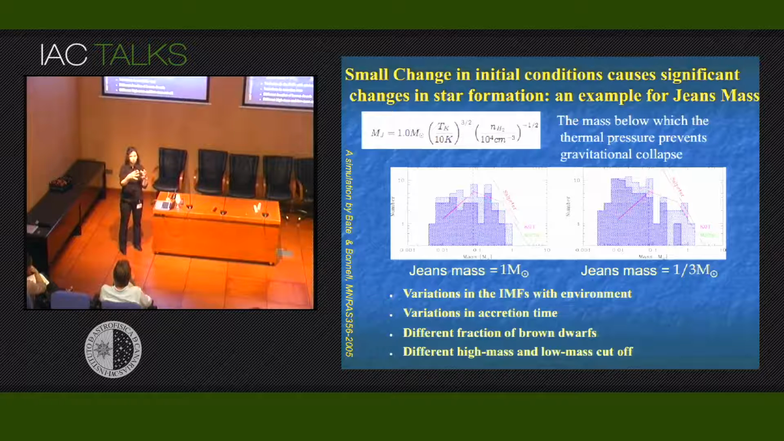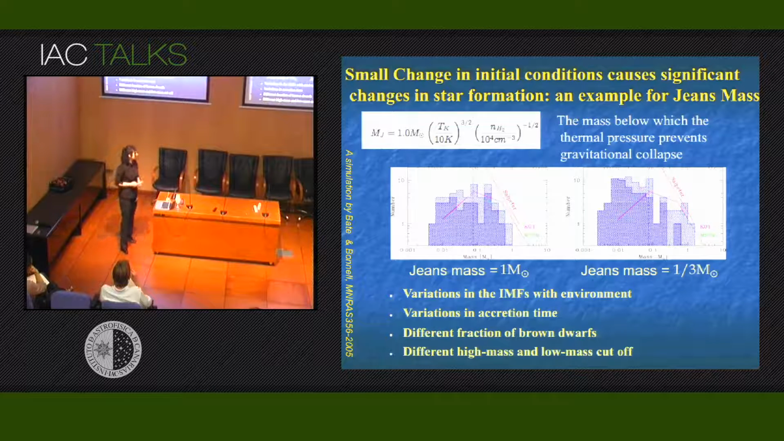So Bate and Bonnell made this simulation in 2005 to show how the formed stars change if you change the Jeans mass as an initial condition of the star-forming region. They started with a cloud of 50 solar masses. For one run, the Jeans mass was 1 solar mass. For the other, they changed the Jeans mass, the minimum stable mass, to 1/3 of a solar mass. This is the result: the number of stars versus mass in solar mass units.